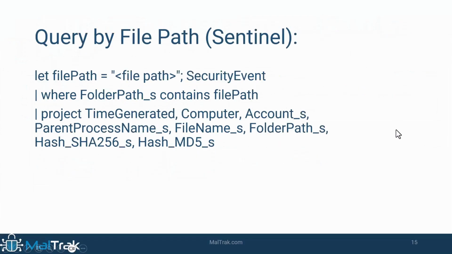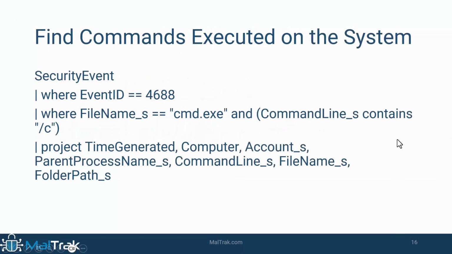Query by file path, this is basically the same thing. To find commands executed on the system, you find command lines. So you're searching for all commands, right? So this is where event ID equals 4688. But remember, we're working with Sysmon, so we have a different event ID. And let's go ahead and just run this query.